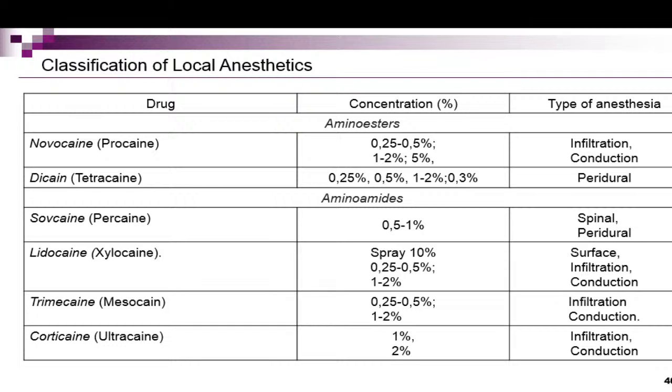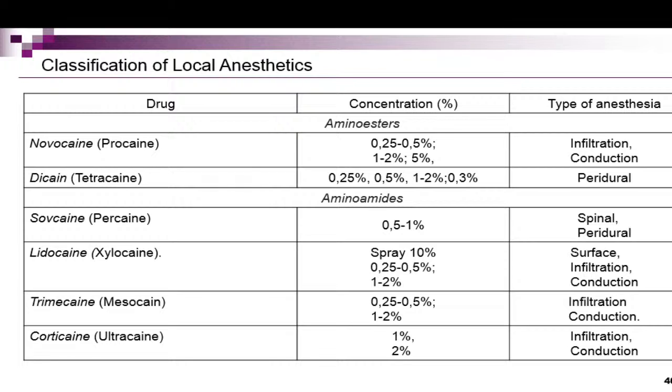Classification of local anesthetics. Nowadays, there are two groups of anesthetics: aminoesters and aminoamides. Aminoesters, novocaine, procaine solution, can be used for infiltration anesthesia or conduction anesthesia, depending on concentration of the drug. Low concentrated drugs with weak solutions of anesthetic can be used for infiltration. Strong concentrated drugs for conduction anesthesia.